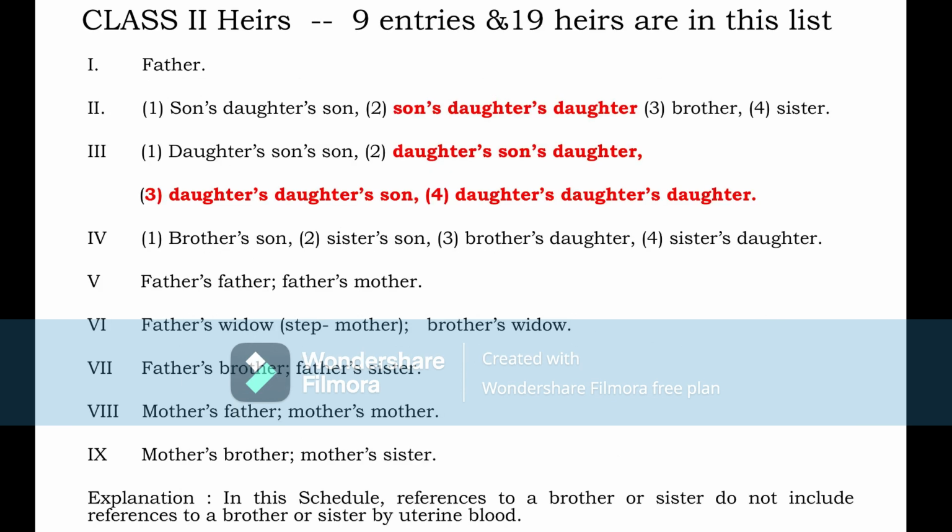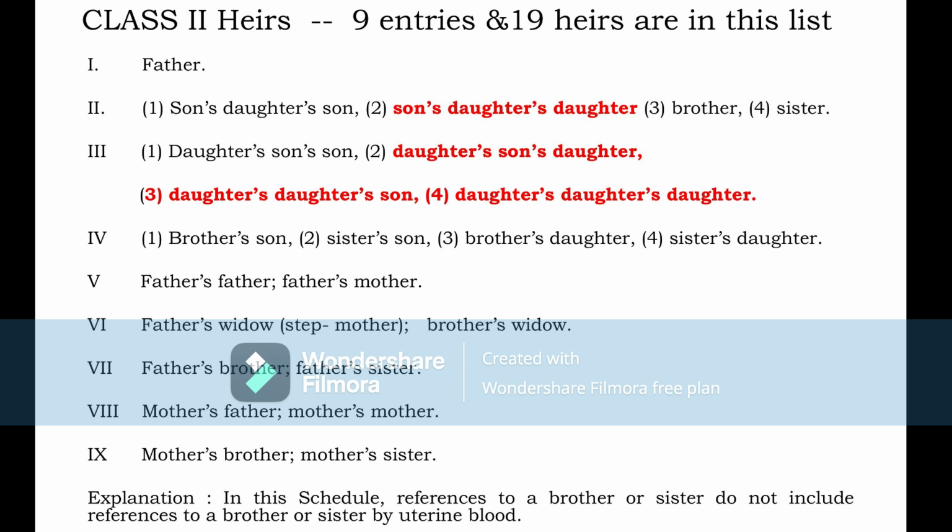Now class 2 heirs. In the class 2 heirs, there are 9 entries and 19 heirs in this list. If you look into the Hindu Succession Act 1956 before the 2005 Amendment Act, there are a total of 23 heirs in class 2. Now the 4 heirs I have mentioned in red letters, son's daughter, daughter's son, daughter's daughter, are shifted to the class 1 heirs. So in class 1 before the Amendment Act 2005, there were only 12 heirs. Now it is 16 heirs by adding these 4. But in class 2 before the Amendment Act, there were 23 heirs. Now it has been reduced to 19 heirs.